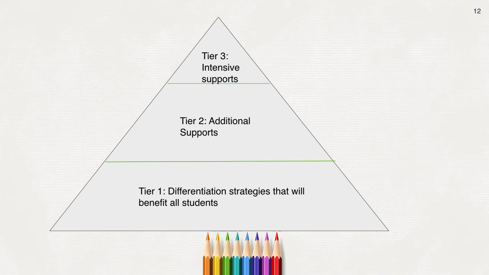It can be helpful to think in terms of a response to intervention, or RTI pyramid, when we think about supports in our classroom. Tier 1 is where we list differentiation strategies that will be beneficial to all students, so ways we're designing our curriculum that's helping to support everyone. Tier 2 is additional supports that a portion of the class might need. And Tier 3 is more intensive supports that a smaller group may need to meet the learning objectives.